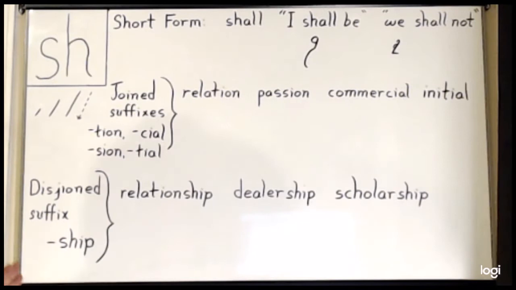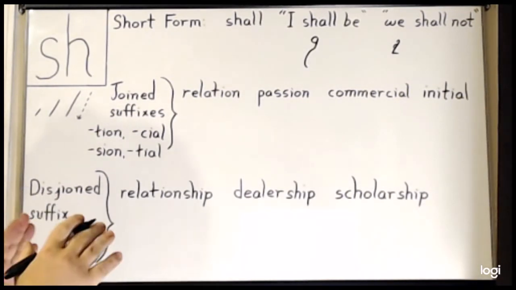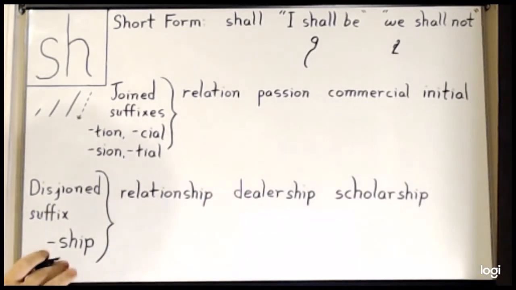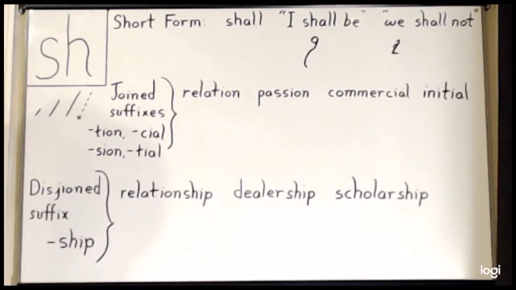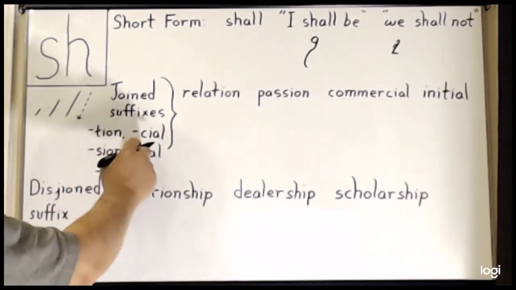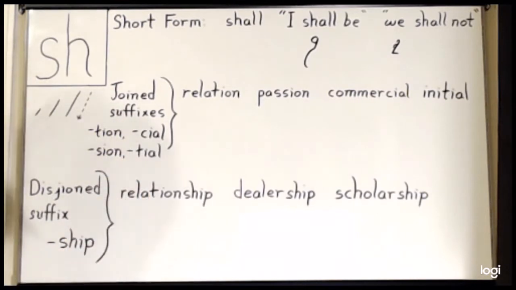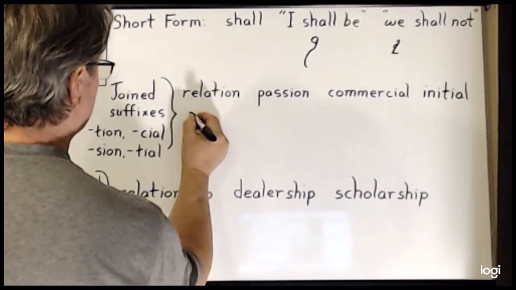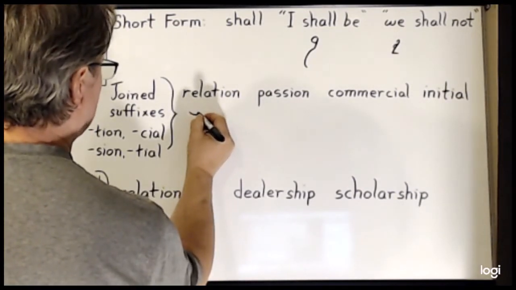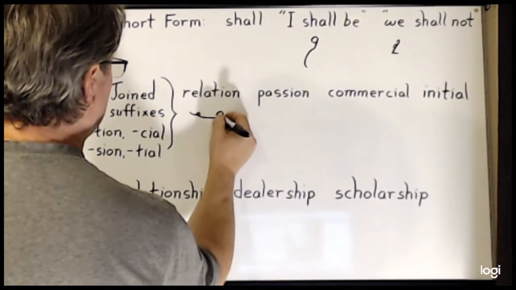The SH also stands for the joined suffixes shun and shul. No matter what the variation is in spelling, like T-I-O-N, S-I-O-N for shun, and C-I-A-L, T-I-A-L for shul. So first we will write relation, which is R-E-L-A-SH.